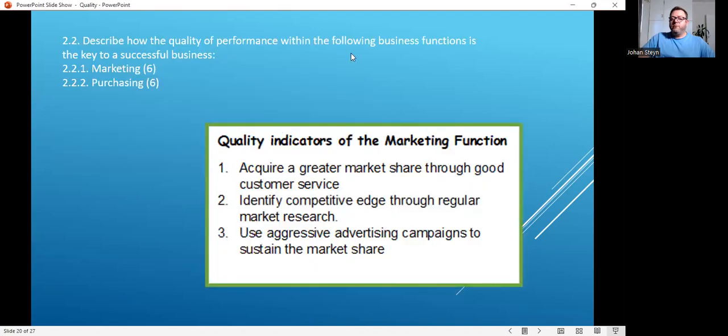Describe how the quality of performance within the following business functions is the key to success of the business. So that means marketing. They don't just market. They don't just do adverts. They acquire a greater market share through customer service. So that means they look after the people that buy it so that they can come back. Identify a competitive edge through regular market research, not the once-off, and the customers know, and that's why Nokia died. Use aggressive advertising campaigns to sustain a market share. So not just make the marketing and sell the product. You do it continuously. You market aggressively so that people continuously are reminded.